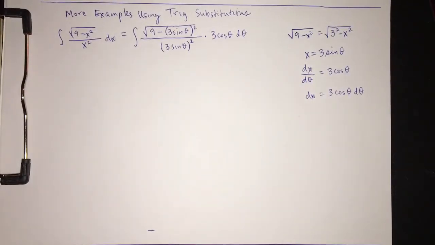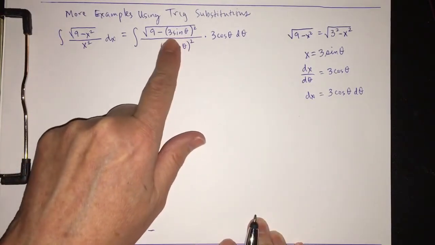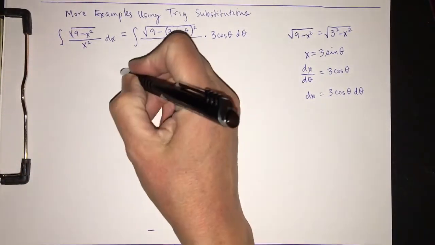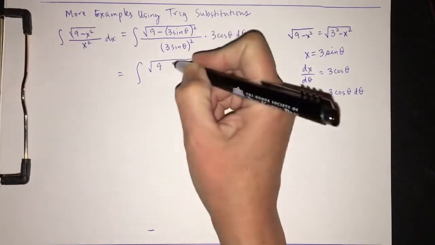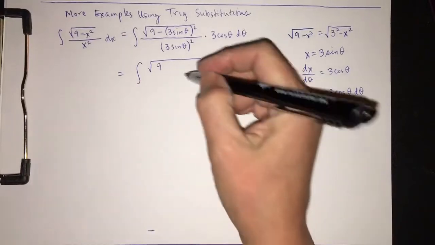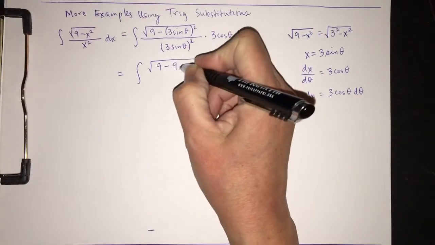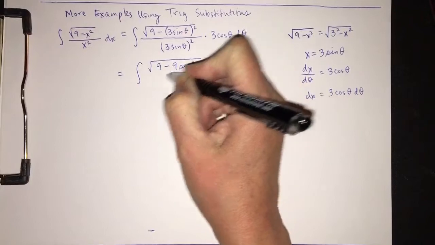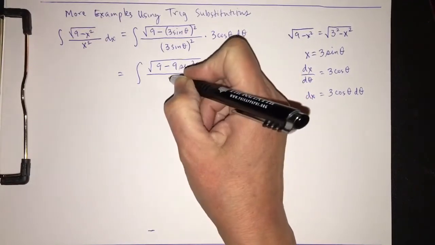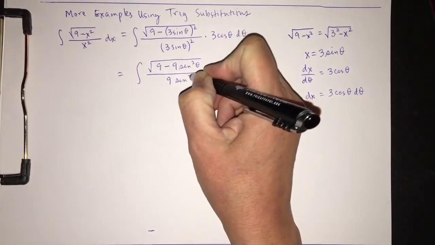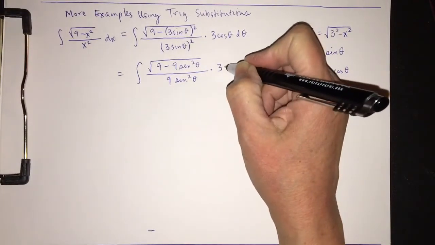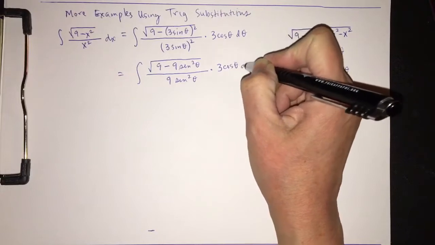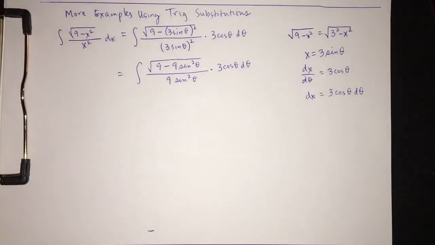From here, I will do some simplification in the problem. I am going to square 3 sine theta in both the numerator and the denominator. In the numerator, I'll have the square root of 9 minus 9 sine squared theta. And in the denominator, I'll have 9 sine squared theta. And then from that dx, I'll have 3 cosine theta d theta.